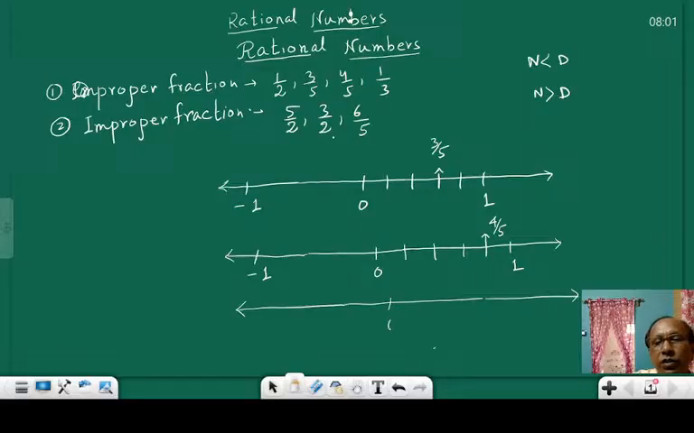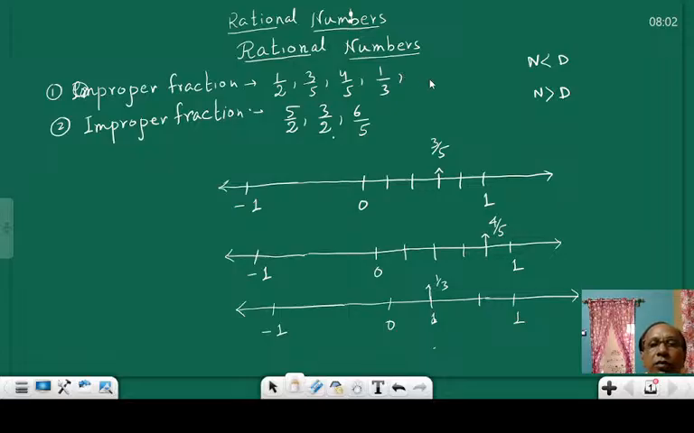Therefore, you need only 0, 1 and minus 1. Now, it is 1 by 3, that means you have to divide this one into 3 equal parts: 1, 2 and 3, right. Three equal parts, and we see 1 by 3. This one is 1 by 3, and we represent this as 1 by 3. These are the proper fractions of positive numbers.